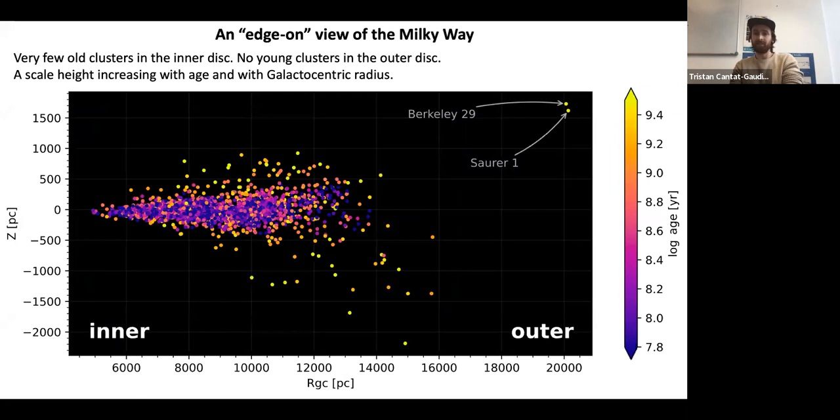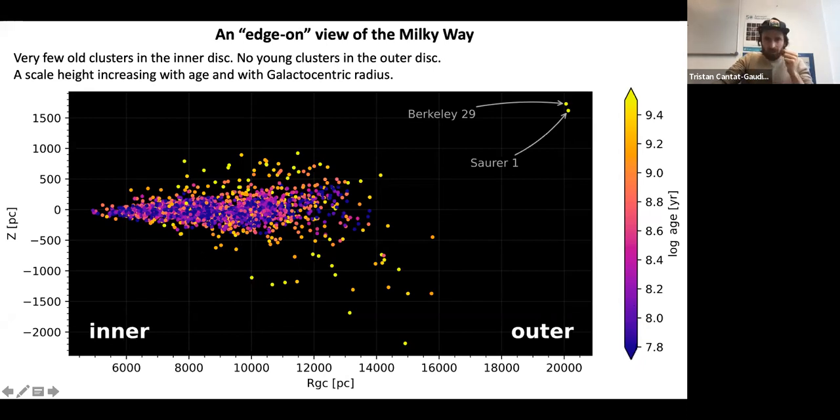Another interesting insight you can get on the structure of the Milky Way, if you have the 3D location of clusters and an estimate of their age, is if you look at the galaxy sort of edge on, you are able to put the clusters in a plot where the y-axis is their distance above or under the galactic plane, and the x-axis is their distance from the galactic center.